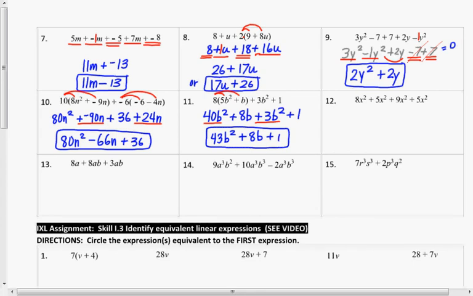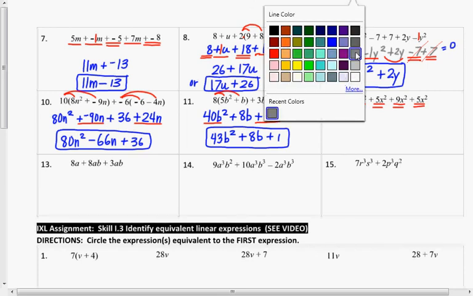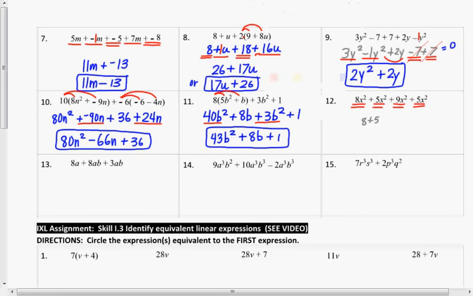Technically, this is all addition, so you could have these added in a different order. But I always like to put the squared term first, then the plain variable term, then the constant term. All right, notice on number 12, they're all x squareds. So we literally just have to do some addition here. 8 plus 5 plus 9 plus 5. All right, add all those up. And that's 13 plus 9 is 22 plus 5 is 27 x squared. Is that right? Yep. 27x squared.